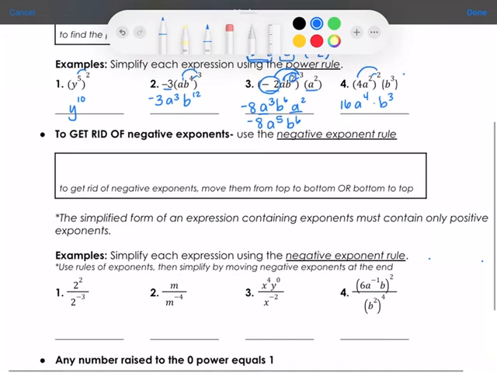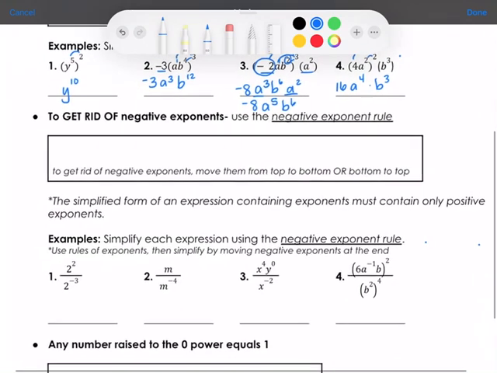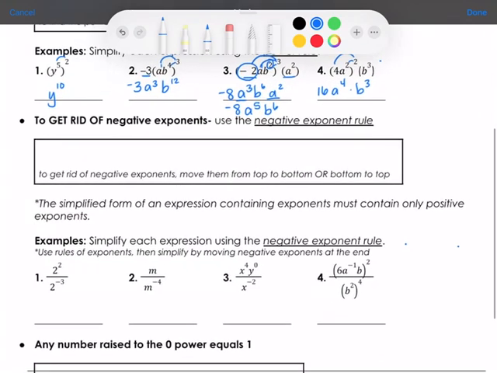All right, so another property of exponents, or another rule, is the negative exponent rule. Essentially, when we're trying to put an expression in simplest form, we can't have any negative exponents. If we read down here, the simplified form of an expression containing exponents must contain only positive exponents. So that's why we need to know how to get rid of negative exponents. This is how you do it.